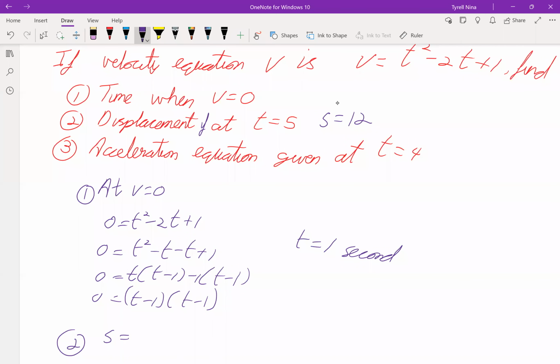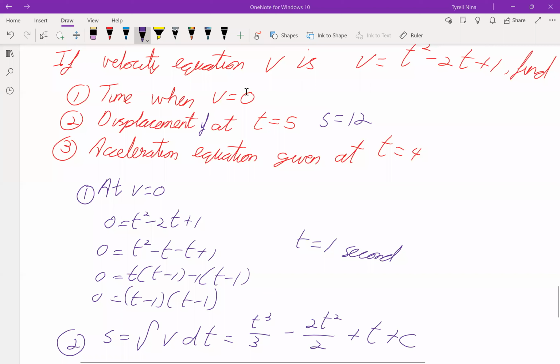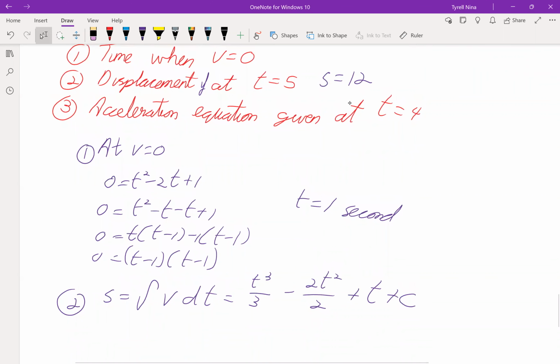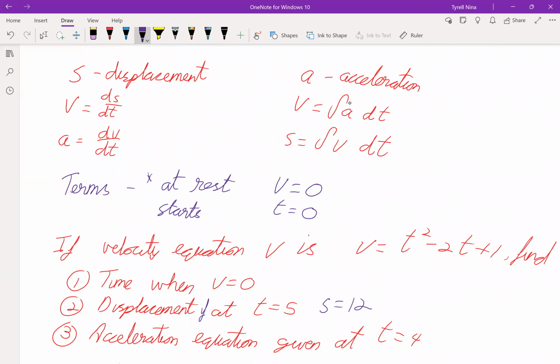So s is the integral of v dt, which is t cubed over 3 minus 2t squared over 2 plus t plus c. Good, y'all. I see everyone here. Tell me in the chat. Thank you. So when you have something like this with the plus c, you need a condition. This condition is given, right? But if it's not given, look for keywords. Look for the words at rest, starts, etc.